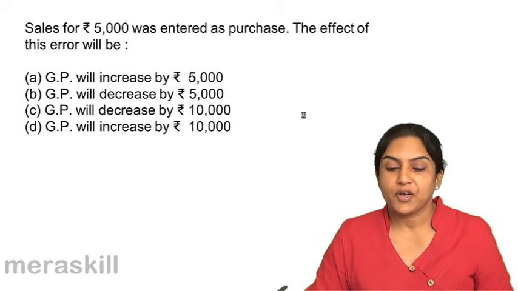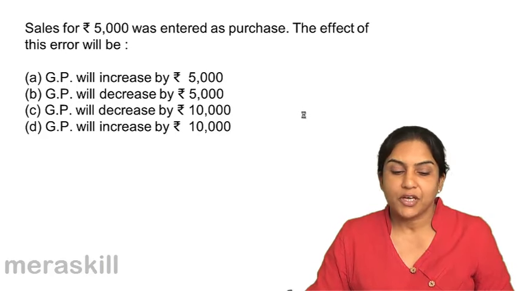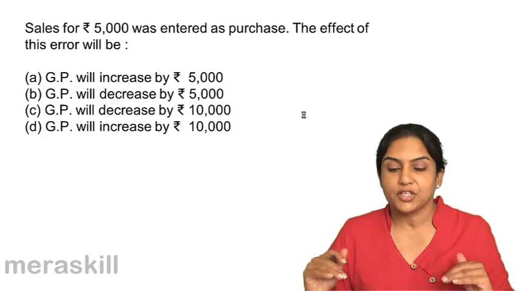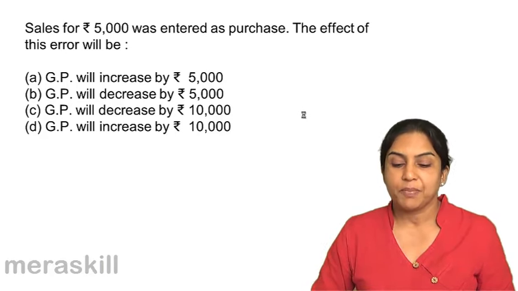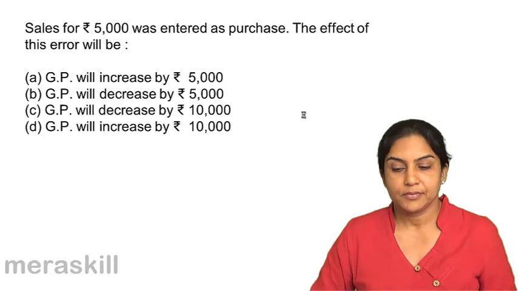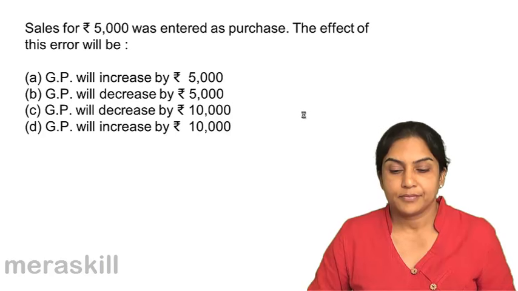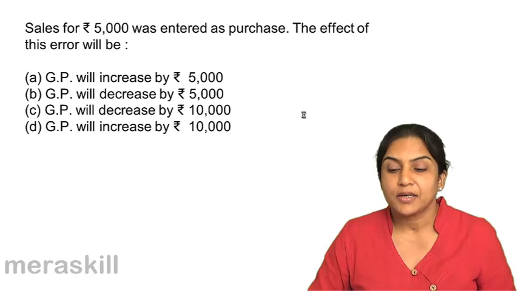Sales for 5,000 was entered as purchase. The effect of this error will be A. GP will increase by 5,000. B. GP will decrease by 5,000. C. GP will decrease by 10,000 and D. GP will increase by 10,000. It was a sales for 5,000, but unfortunately we have entered it as a purchase.